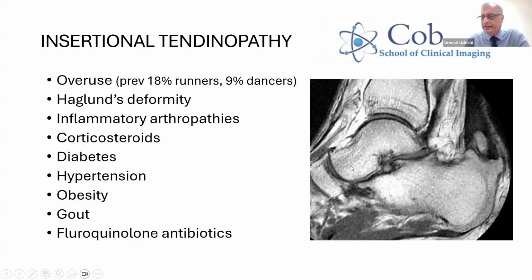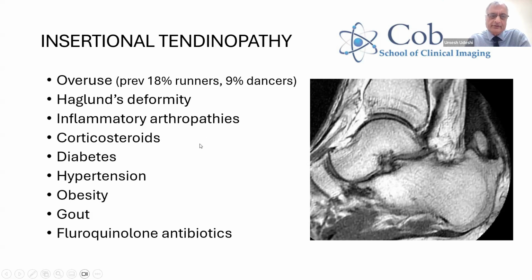Here's an example of an insertional tendinopathy. So it's where it inserts onto the calcaneum. There's markedly increased AP diameter. There's also some ossification within the tendon there. And there's a Haglund's deformity, or a very prominent posterior superior corner of the calcaneum. So this occurs in overuse. The prevalence is 18% in runners and 9% in dancers. So it's pretty common. Haglund's deformity I've mentioned.